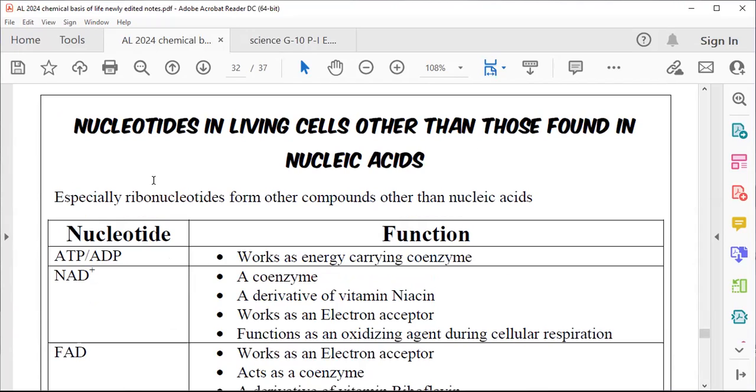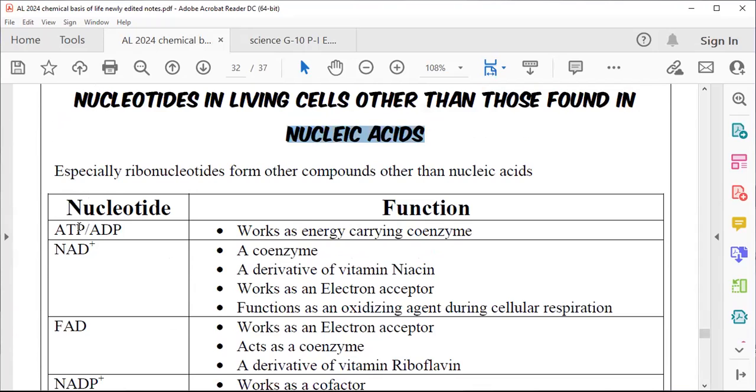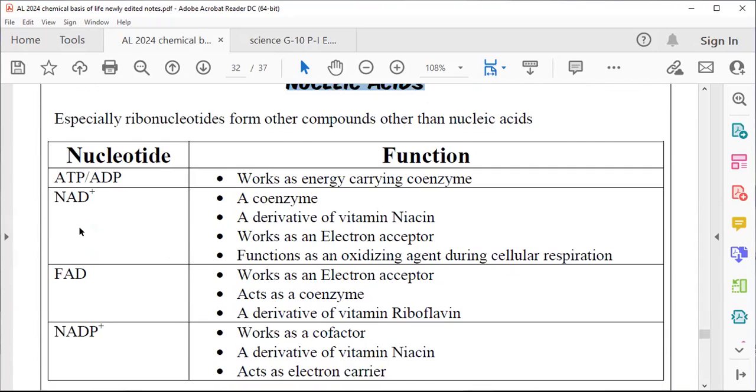Nucleotides in living cells other than those found in nucleic acids. I will explain this one further. First of all, just try to grip the nucleotides there. Out of these, 1, 2, 3, 4, 5, I think you are familiar with ATP, correct? Are you familiar with ATP?